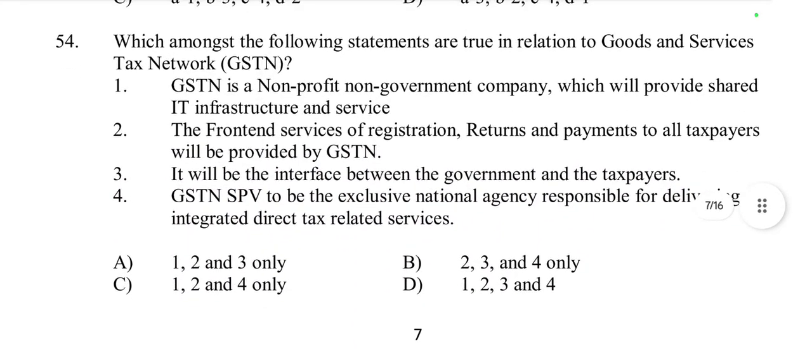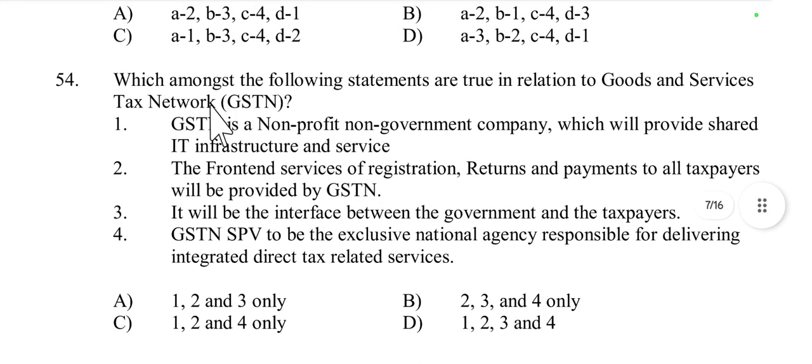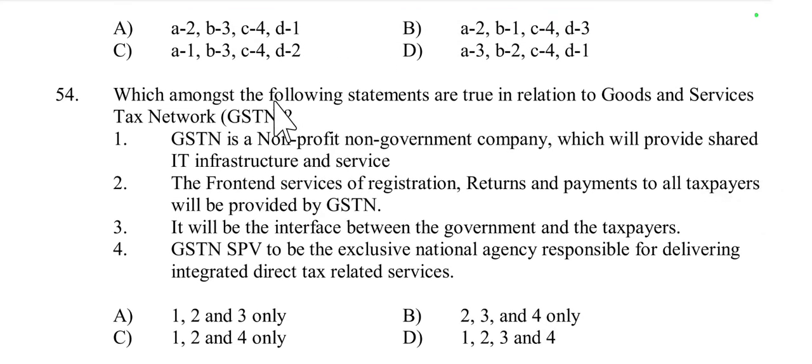Then question number 54, which among the following statements are true in relation to the Goods and Services Tax Network? So GSTN, Goods and Services Tax Network. Which are true? The first one: GSTN is a non-profit, non-government company which will provide shared IT infrastructure and service. This is right according to GSTN. It is a non-profit, non-government company which will provide shared IT infrastructure and service.